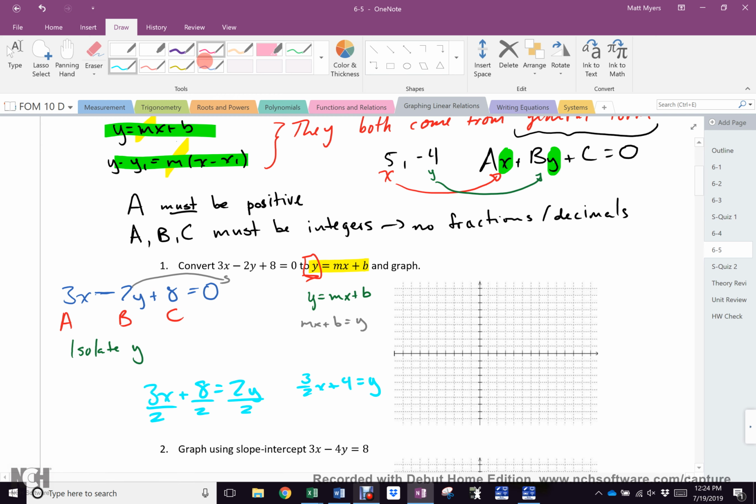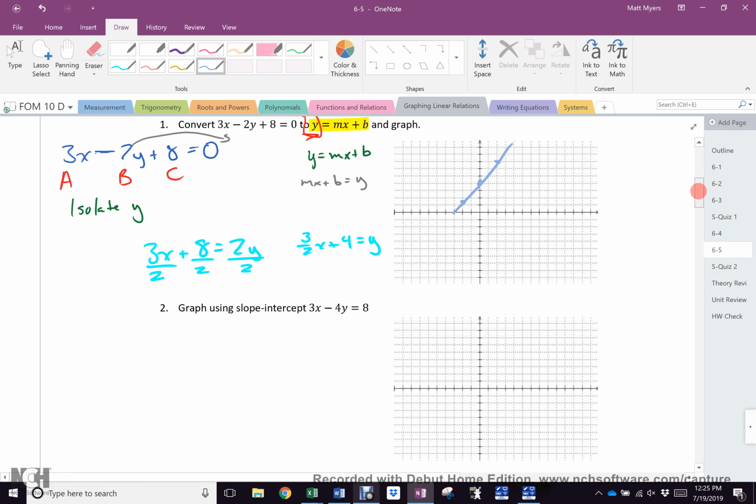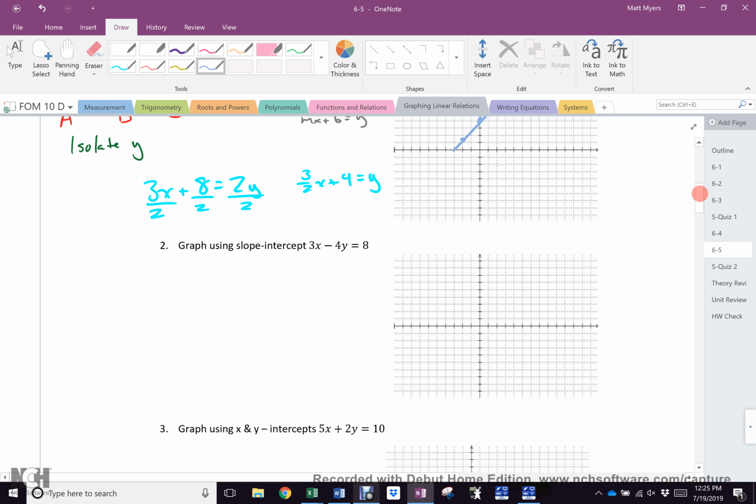So now if I was going to graph this, where would I go? I'd go up to 1, 2, 3, 4. I'd give myself a slope of 3 halves, which would be up 3 and right 2, or 1, 2, 3, and left 2. And there's my line. It's just algebra. Go slowly and pay attention to detail.